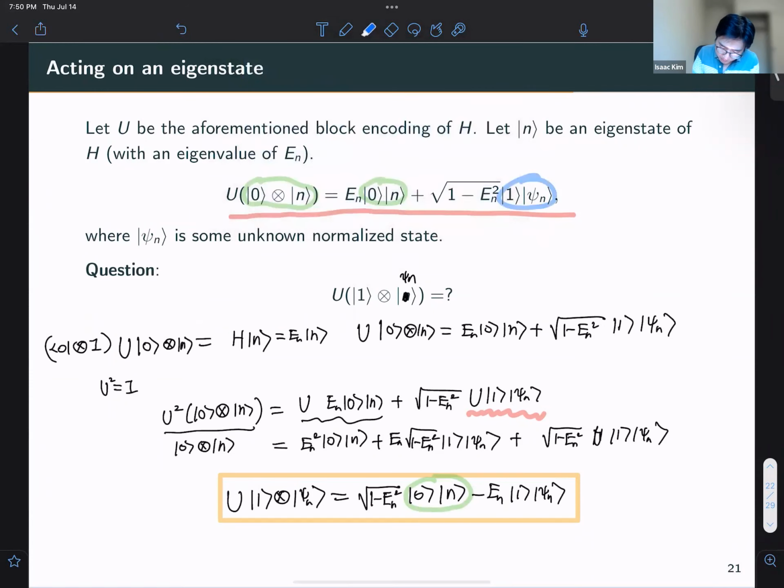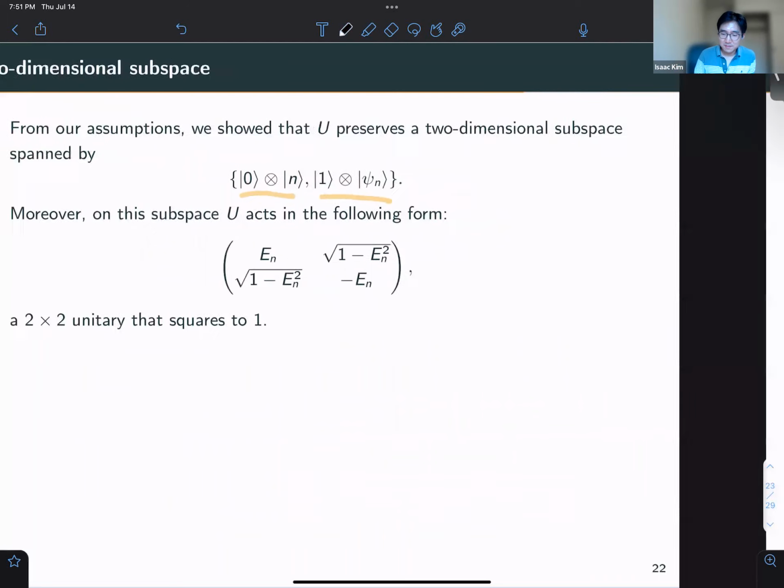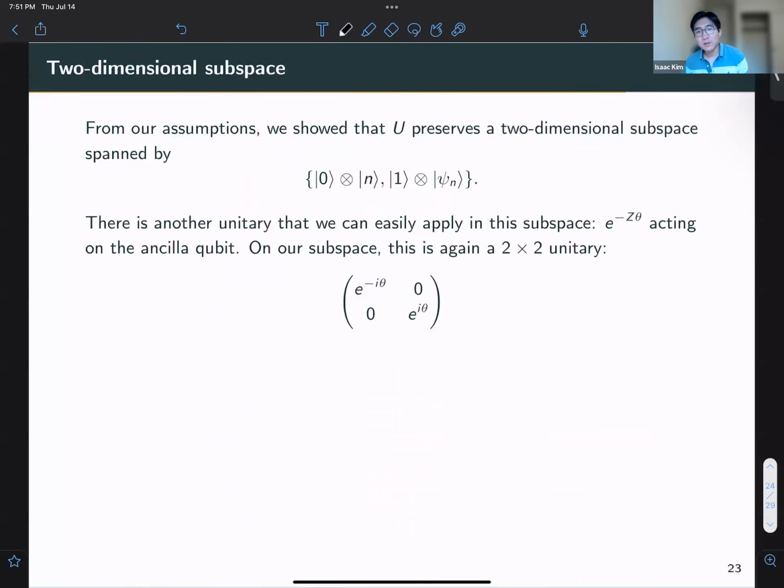Yeah, 1 tensor psi n, 1 tensor psi n, 1 tensor psi n. So you can see the 2 by 2 matrix, the action of the unitary on this two-dimensional subspace is obviously a 2 by 2 unitary matrix, and that unitary matrix is this thing. And what you can check is that this actually squares to 1. So on the two-dimensional subspace, there's another unitary that we can very easily apply.